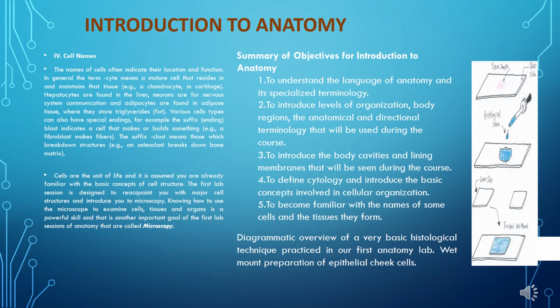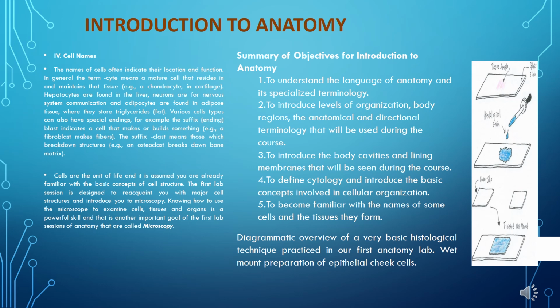Cell names. The names of cells often indicate their location and function. In general, the term cyte means a mature cell that resides in and maintains the tissue, e.g., a chondrocyte in cartilage. Hepatocytes are found in the liver. Neurons are for nervous system communication, and adipocytes are found in adipose tissue, where they store triglycerides, fat.